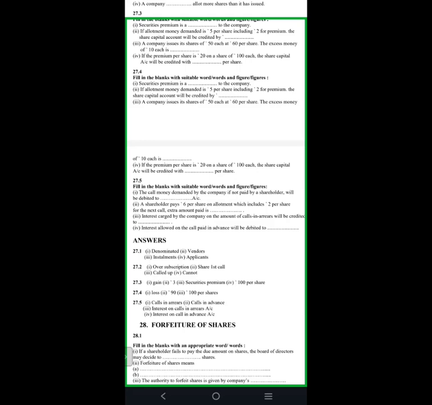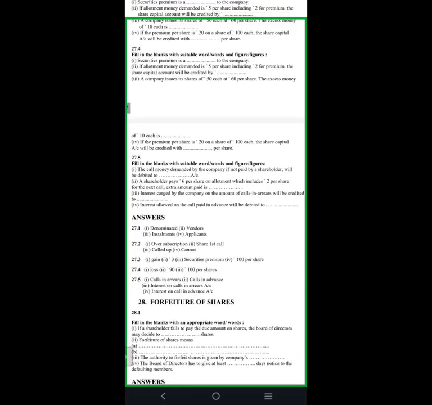Rupees 90. If the premium per share is rupees 20 on shares of 100 each, the share capital account will be credited with rupees 100 per share.